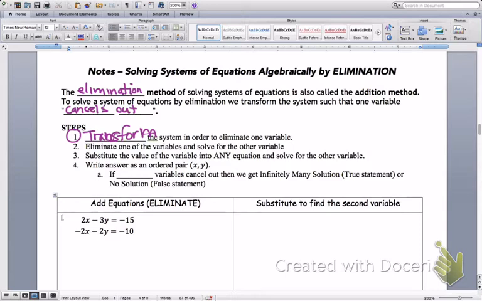Now, we get our special cases, which are infinite solutions and no solutions, if both variables cancel out. This will make a little bit more sense as we actually go through the examples. So let's go ahead and get started with the first one.